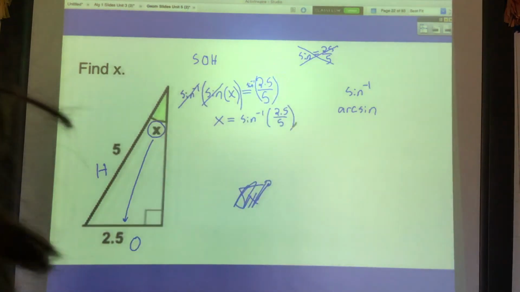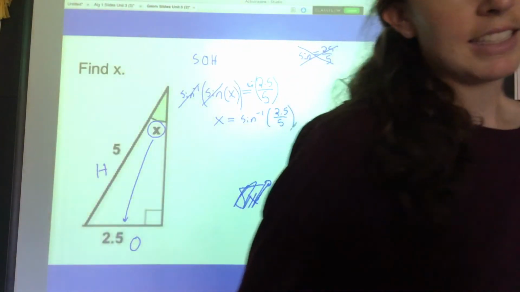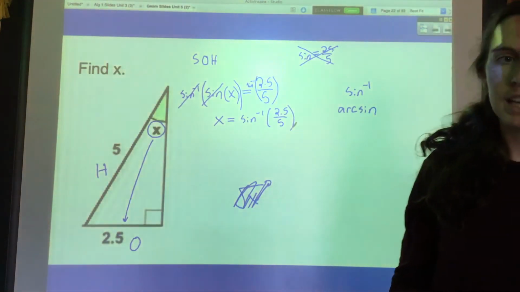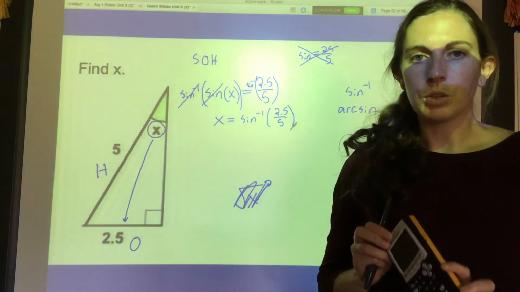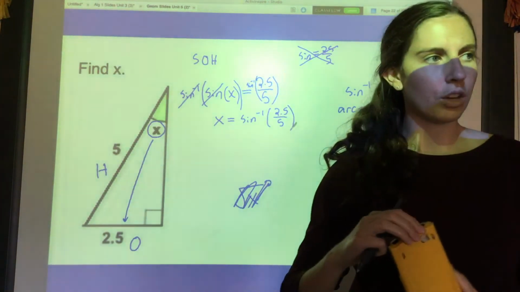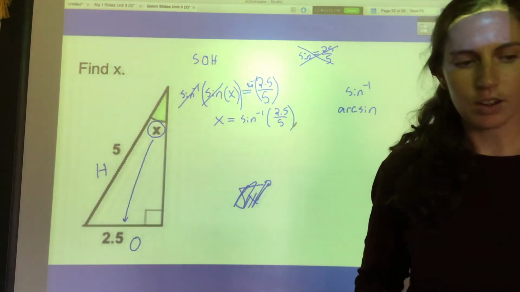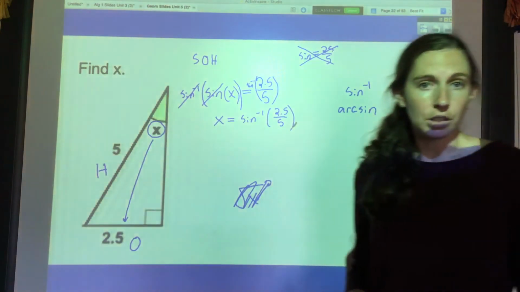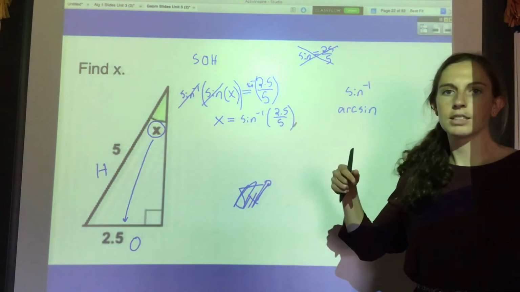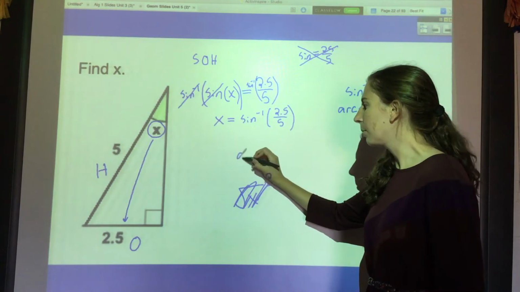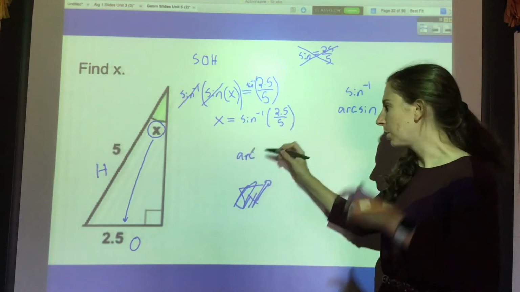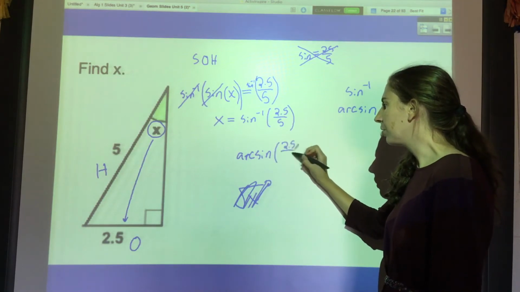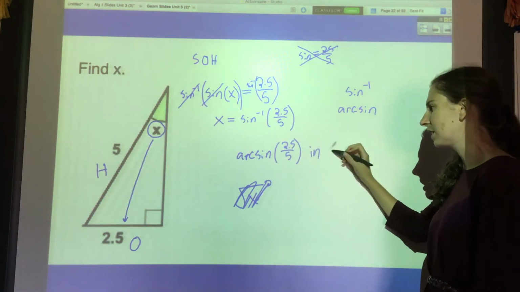If you're using a phone, the phone calculator has sine, cosine, and tangent, but it does not have the inverses. So if you don't have a TI-84, you can type this into Google, or I'll try to post some sort of trig calculator on Google Classroom so you can use that instead. If you want to just type it into Google though, it will work. You have to use the word arcsine. So in Google, just type arcsine of 2.5 over 5, and you may want to, I think you have to say in degrees.